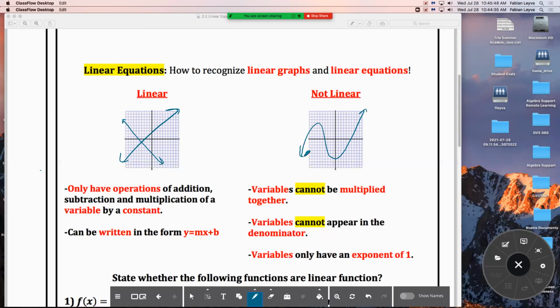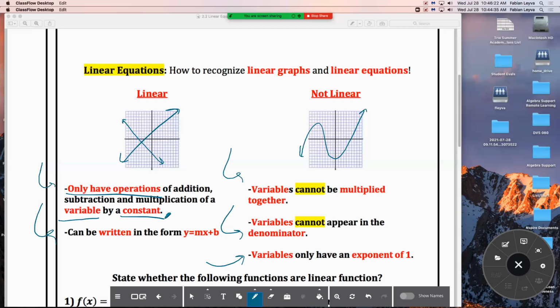Now, there are multiple ways of knowing what is a linear equation and what is not. The easiest way that I have found that works is by memorizing or fully understanding what these rules are, what it can be and what it cannot be. Now let's start with what it can be. A linear equation is literally just an equation that only has operations of addition, subtraction, and multiplication of a variable and a constant. So no matter what, if I give you an equation and you look at it and you have variables that are getting added, subtracted, multiplied by just variables and constants, you're good to go.